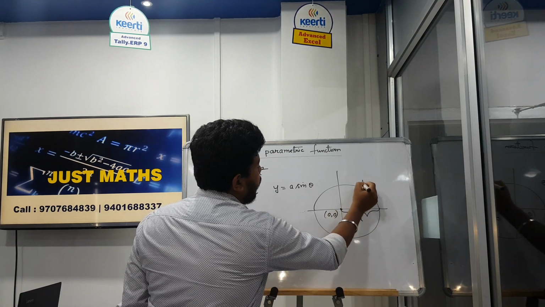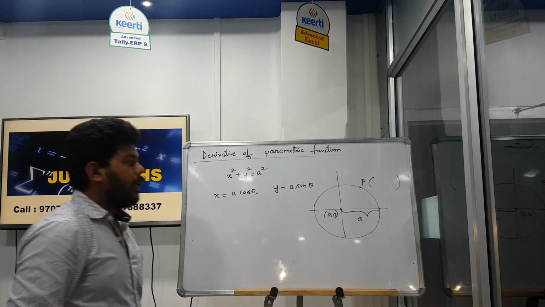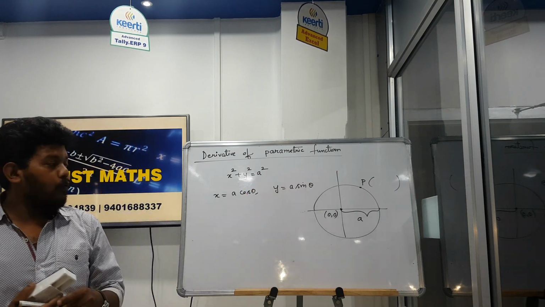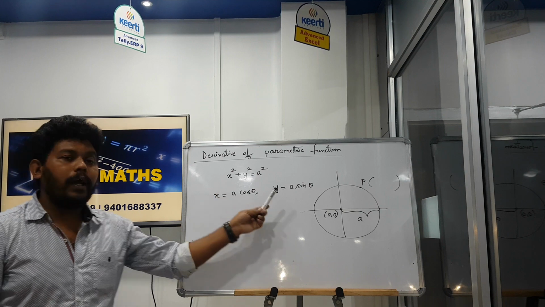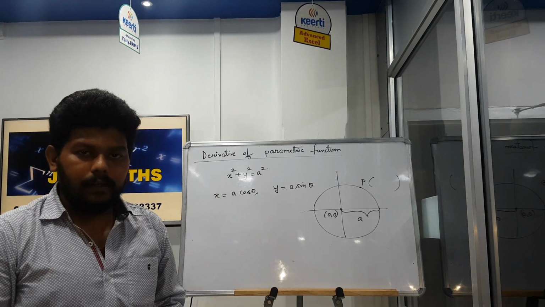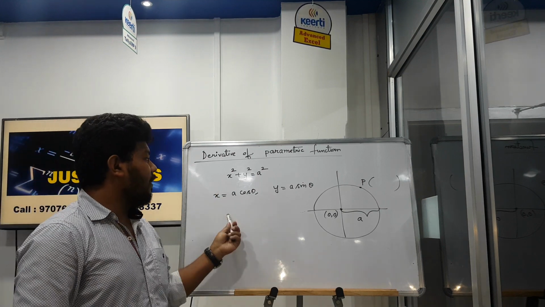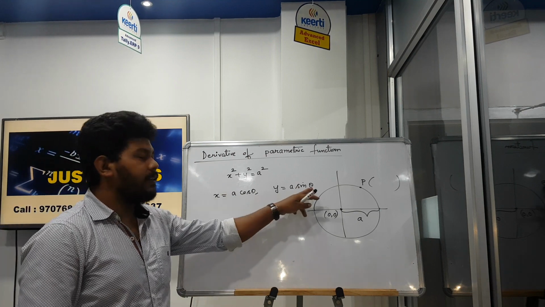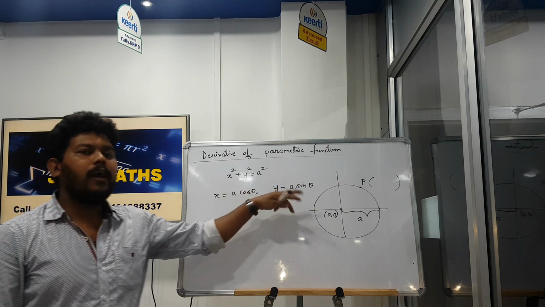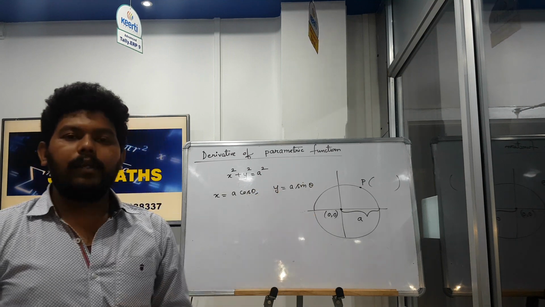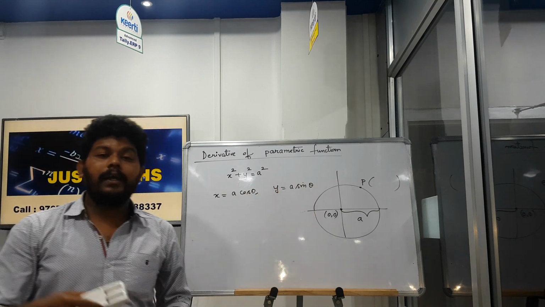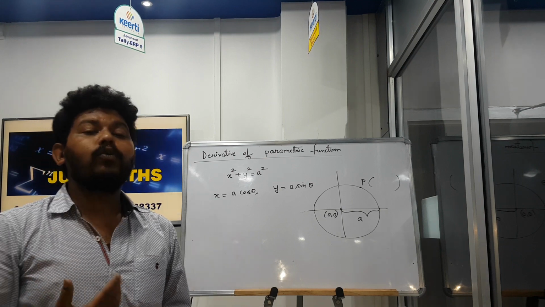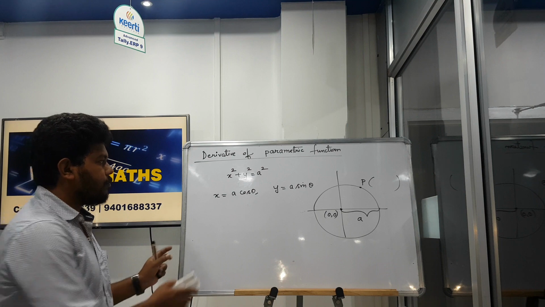Now any point lying on this circle is a cos theta, a sin theta. Therefore, I can denote x and y in terms of a third parameter. That means they are in relation in terms of a third variable, which is theta here. A is a constant, theta is a third variable. This is called a parameter. When x and y are established in terms of a third variable, then we call it a parametric function.